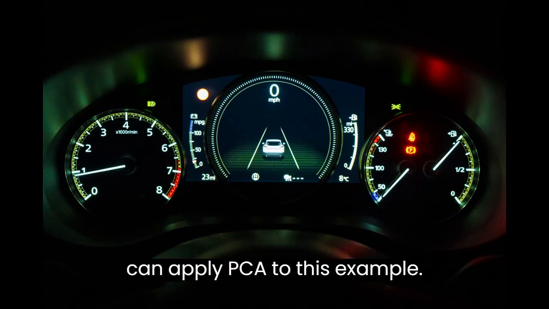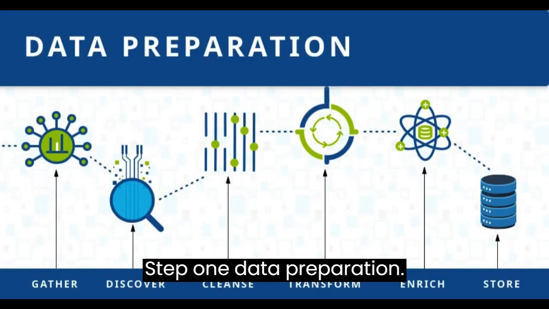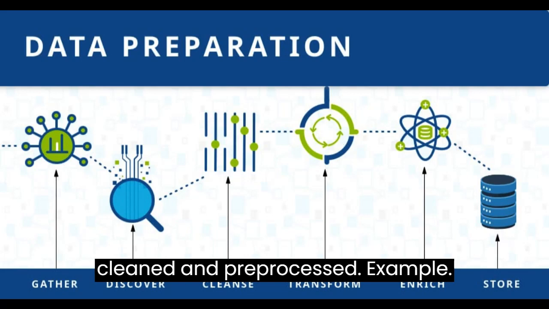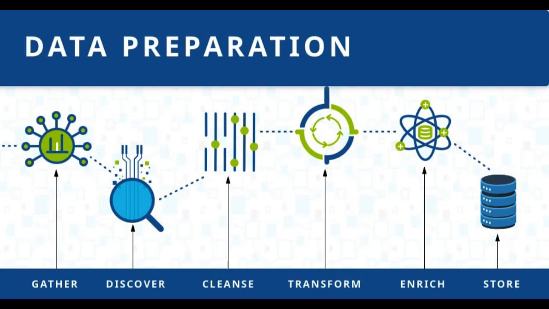Here's how we can apply PCA to this example. Step 1. Data preparation. Gather the car dataset and ensure it is cleaned and pre-processed. Example, handle missing values, normalize or standardize the numerical variables.